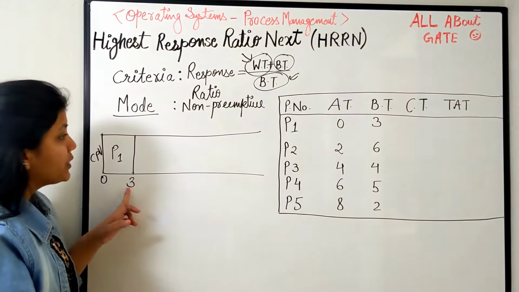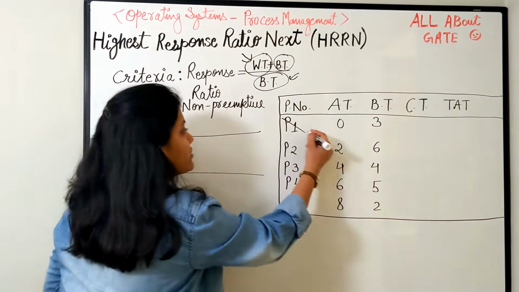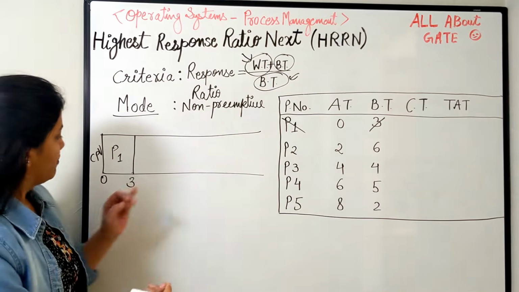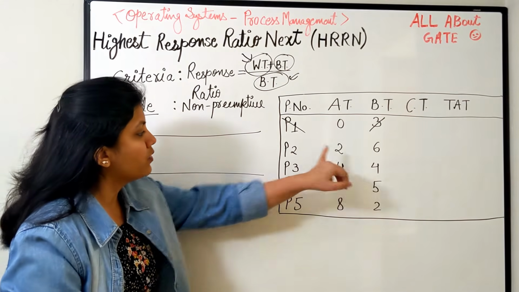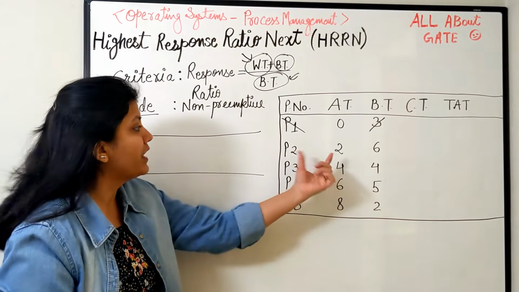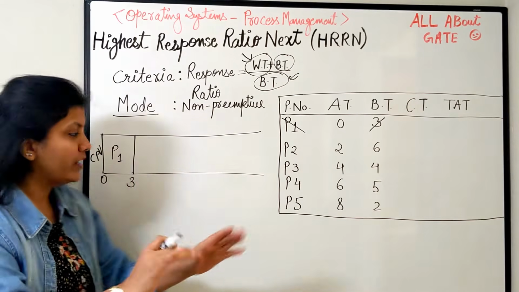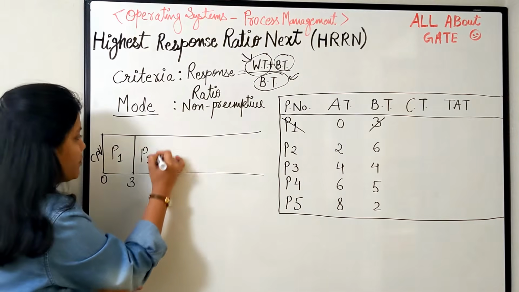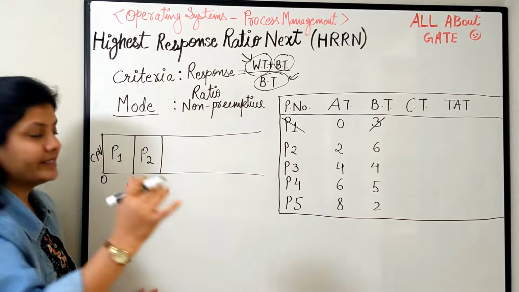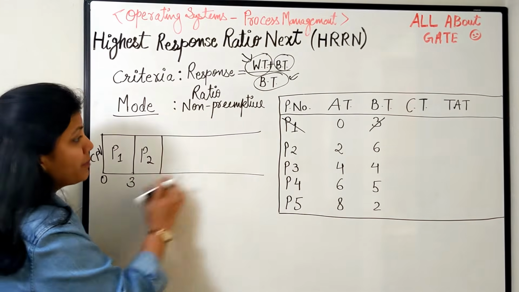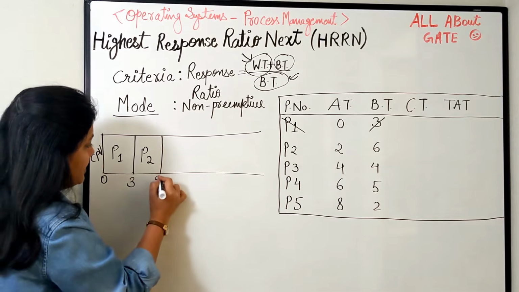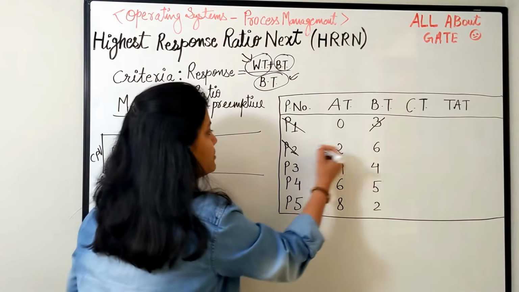This is done, so we can cross it off. By time 3, which other process is available? P2 has come by time 2, and P3 is coming by 4. So we again have just one process, no other choice, so simply schedule it. At this moment you don't have to look at anything else; no calculation of response ratio is needed. So 3 plus 6 burst is 9. This one is also done.